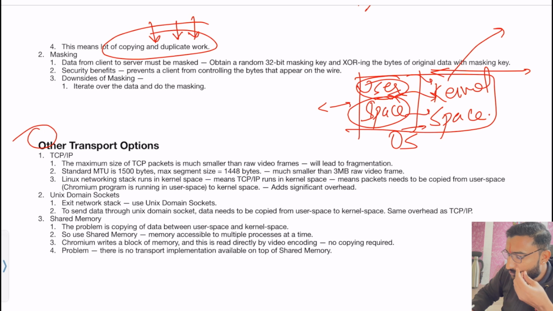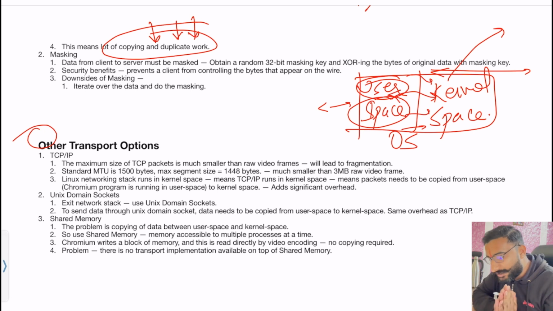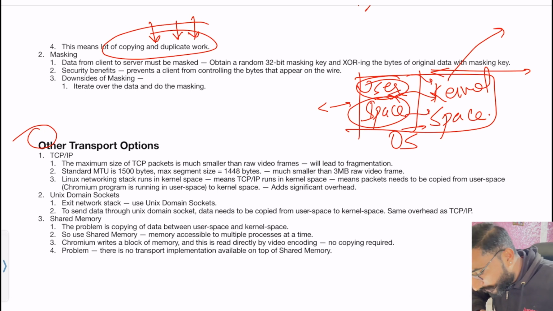So what are the other transport options explored by Recall.ai? First one is TCP/IP. Another is Unix domain sockets. Third is shared memory. Let's talk about each of them.